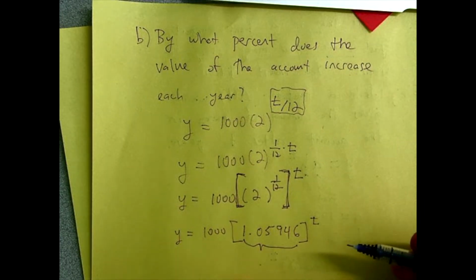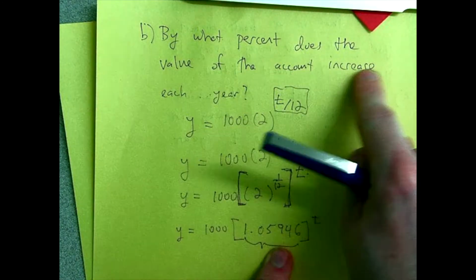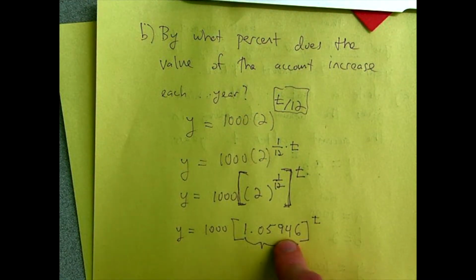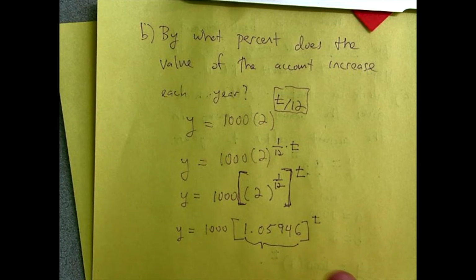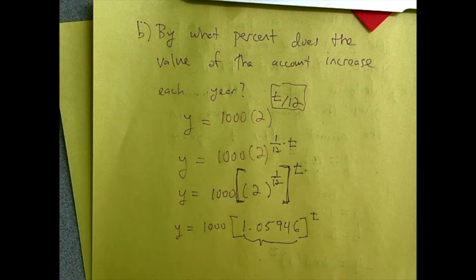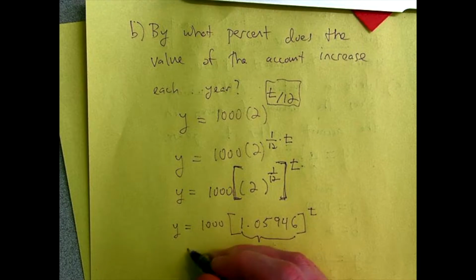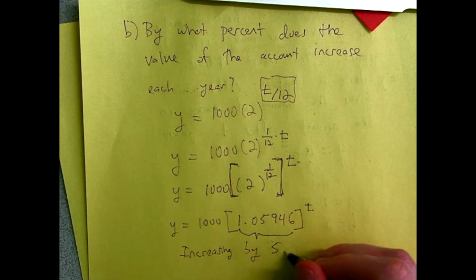Now, here's the question. We want to know by what percentage the value of the account increases each year. Well, every year you're multiplying by this number. If you multiply by 1.05 blah, blah, blah, what percentage are you increasing the value of the account by? Multiplying by 1.05 is a 5% increase. So multiplying by 1.05 blah, blah, blah means that every year we are increasing by 5.946%.